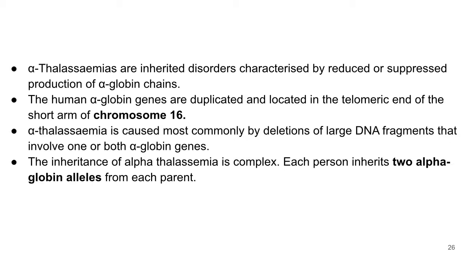Coming to alpha thalassemias. Alpha thalassemias are inherited disorders characterized by reduced or suppressed production of alpha globin chains. The human alpha globin genes are duplicated and located in the telomeric end of the short arm of chromosome 16. Alpha thalassemia is caused most commonly by deletion of large fragment of DNA that involve one or both alpha globin genes. The inheritance of alpha thalassemia is very complex. Each person inherits two alpha globin alleles from each parent.